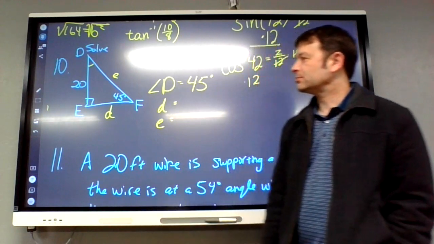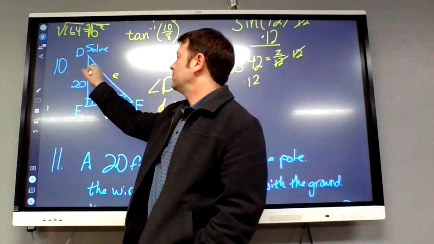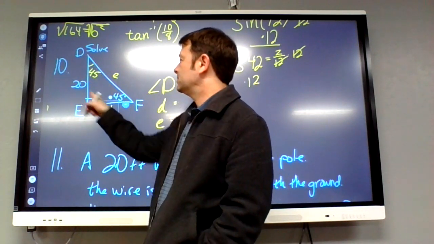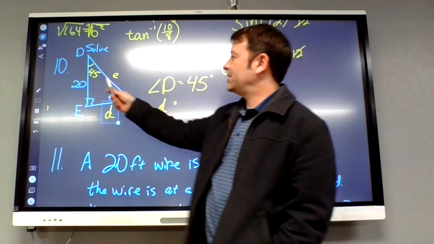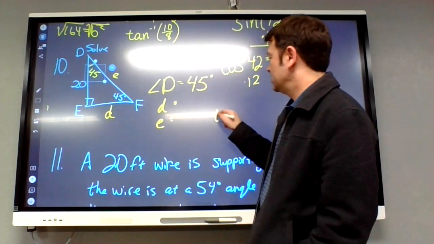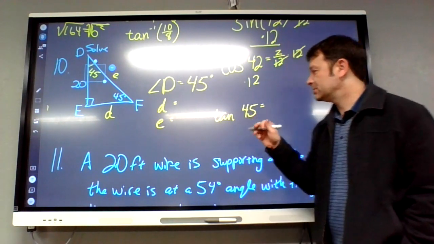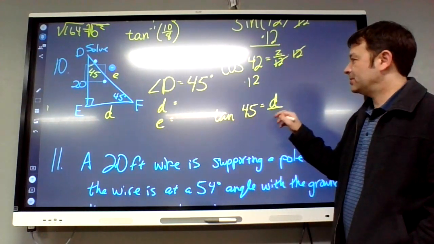Okay, Grant, how would we find, let's say, side D here? So, from the top, 45 would be the opposite, and we already know the adjacent, which would be tan. Okay, so he's saying from this 45-degree angle, this is opposite and this is adjacent. Yeah. So tangent of 45 equals opposite over adjacent.